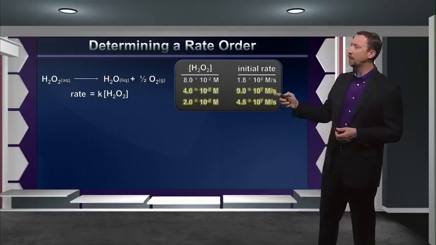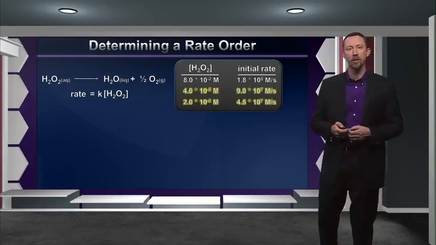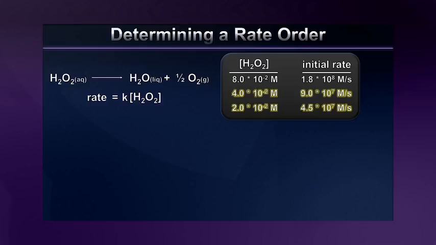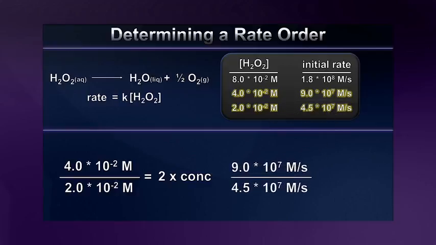Well, to do that, we have to compare 2 lines of the data. We'll start with the bottom 2 lines, 4 times 10 to the minus 2 and 2 times 10 to the minus 2 molar, respectively. Now, that means that between these two, I have doubled the concentration, right? 4 over 2. And if we look at the rates, 9 times 10 to the 7th and 4.5 times 10 to the 7th molar per second, we've also doubled the rates when we made that change. Now, that tells us that doubling the concentration doubles the reaction rate.